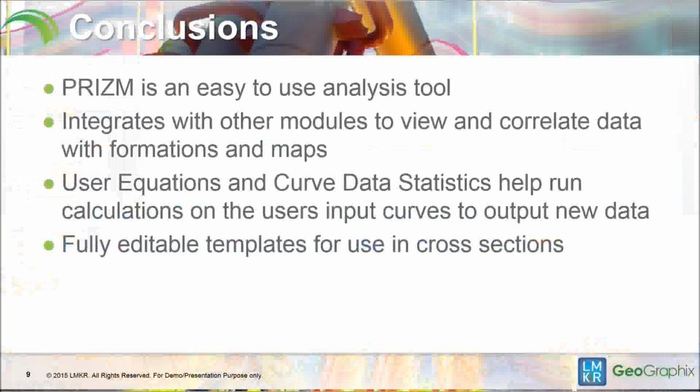So PRIZM is an easy-to-use analysis tool that integrates with other modules to view and correlate data with formation tops and maps. All that data that we were looking at in PRIZM, I can now use in multiple other programs, and everything within GeoGraphix is integrated. User equations and the curve data statistics help us run calculations on the user input curves and output new data. So everything is all editable. Everything that you bring in from those alias files, you're not just contained to that. You can take new data out of that with those equations. And the templates are fully controlled by the user and then used in cross-section for any kind of analysis and correlation that you want to do in there.